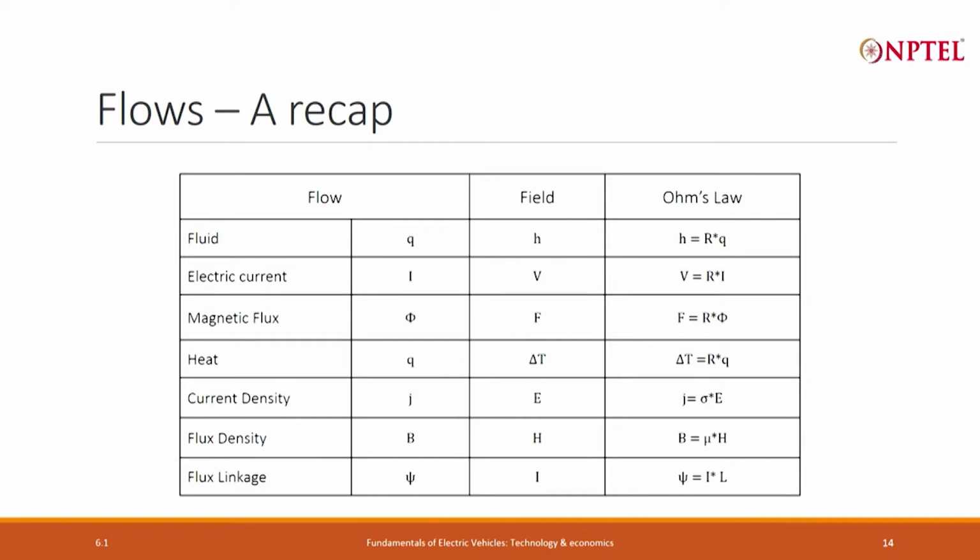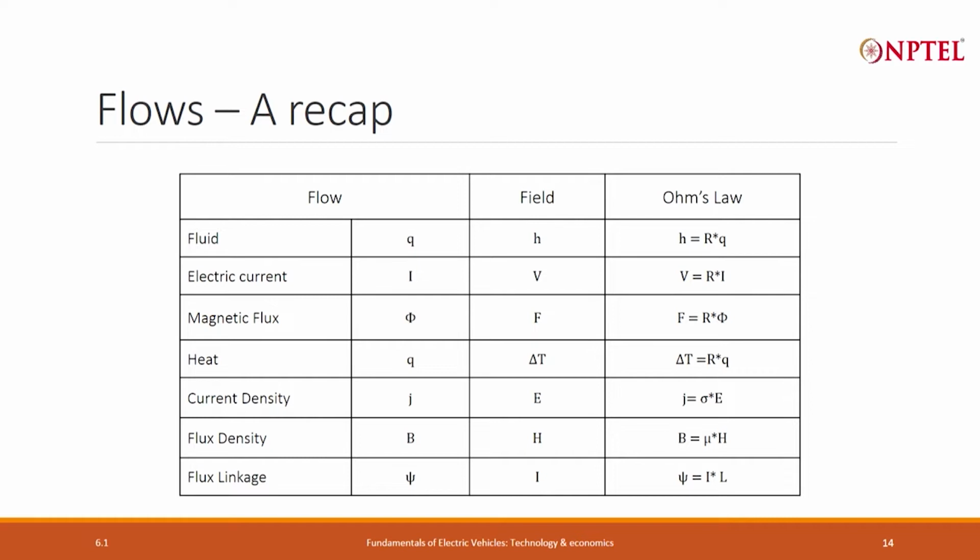which are shown here. So, we looked at flow of fluid, flow of electric current, magnetic flux which is caused by what is called the magnetomotive force, heat where the flow of heat is caused by difference in temperature, and we found that it is often convenient to express the flow per unit area and the forcing function as per unit length. Then we get rid of the geometry parameters of the medium that is offering resistance.